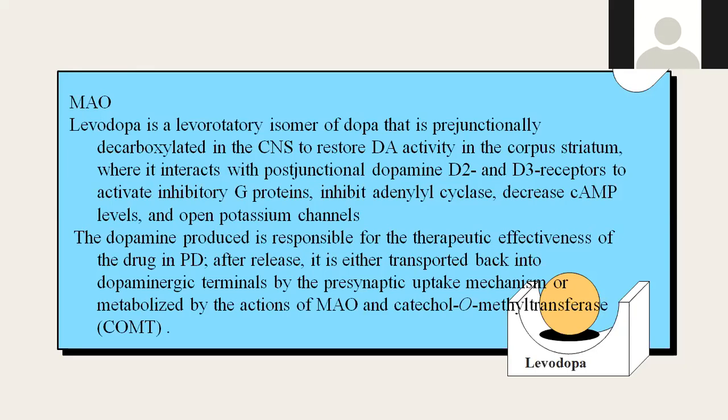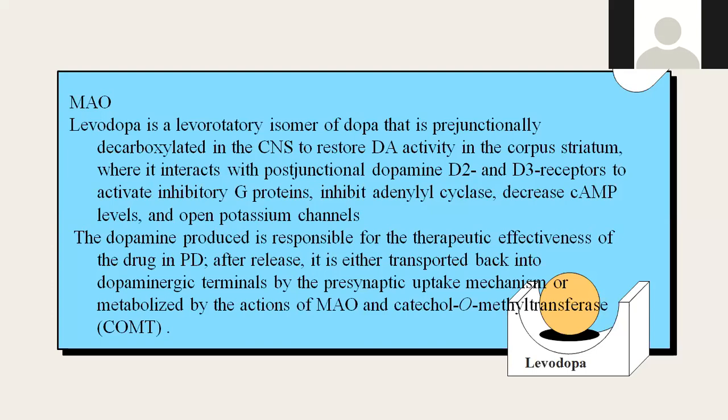Okay, because we have discussed this earlier as well, the G protein, they are also impaired. So we have to activate them in order to manage the balance. And it also inhibits adenyl cyclase, decreases cyclic AMP levels and opens potassium channels. So as a consequence, the dopamine produced is responsible for the therapeutic effectiveness of the drug in PD.